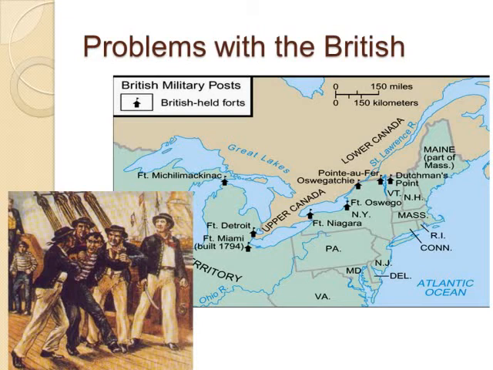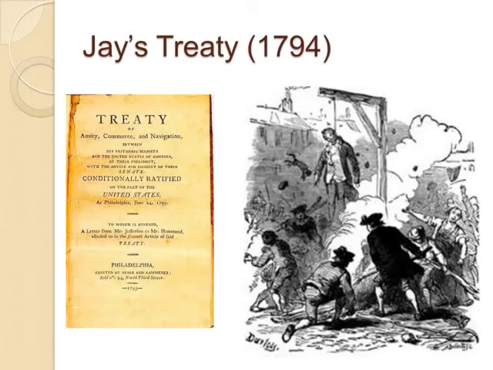Caro, give me another. Yeah, they're not leaving the western frontier forts, even though they promised to. And lastly, what else are they doing? Maria. They're inciting Native American rebellions. And so we politely send John Jay to negotiate a treaty. And what do we get from this treaty, guys? Nothing. We get nothing from the treaty.